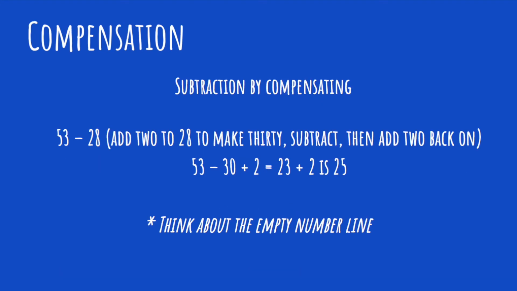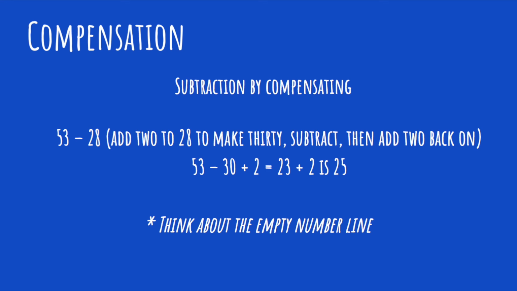Subtraction by compensating is you look at your problem. Remember, you want to get it to a friendly 10. So you would make 28 become 30, subtract, and then add the 2 back on. So 53 minus 30 plus 2 equals 23 plus 2, which is 25, which is a lot to think about. But you also can think about that on the number line as well. You can model that on the open number line.